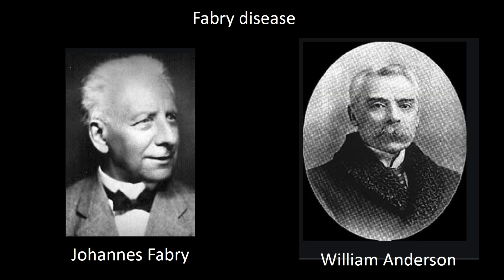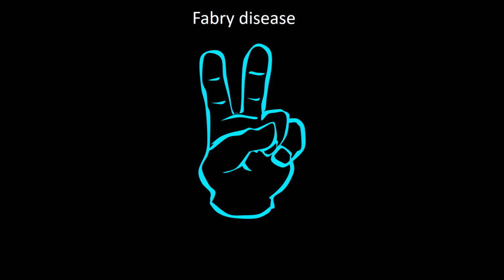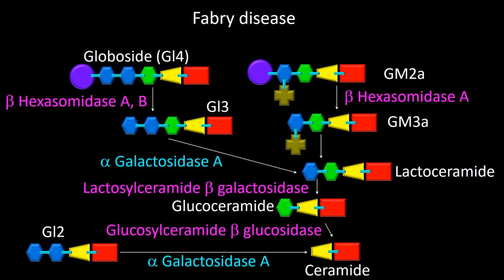Fabry disease can be remembered by thinking of 2. It was described by 2 physicians, Fabry in Germany and Anderson in England, in the same year, 1898, as you can see here pointed by the arrow. The second reason Fabry disease can be remembered by thinking of 2 is that alpha-galactosidase A, here in aqua, is involved in the conversion of globoside 3 to lactosylceramide, but also in the conversion of globoside 2 to ceramide, and failure of this enzyme to work produces Fabry disease.